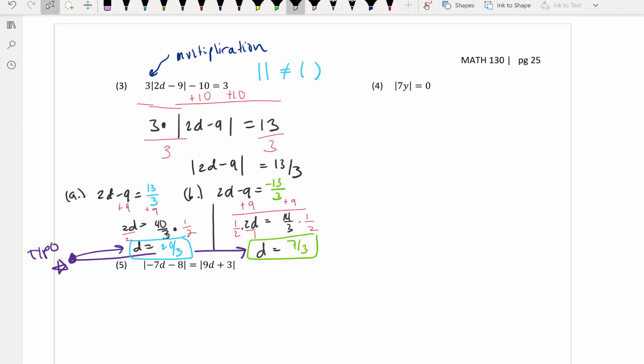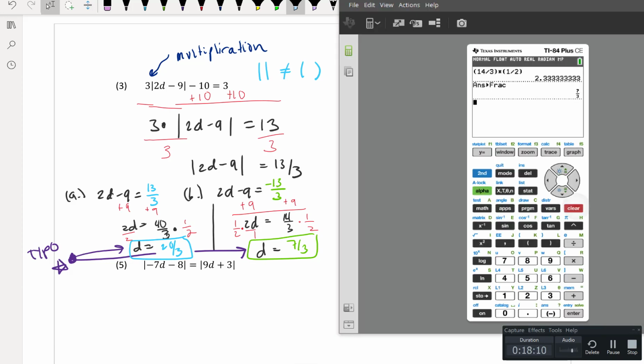So the very last thing I want to do is check these answers in my original equation, okay? So I'm going to go ahead and bring up my calculator just to make sure we know how to do this. So this is 3 times the absolute value. So I'm going to go to my abs, and I'm going to have my 2, and now for the first one, it's going to be my 20 divided by 3.